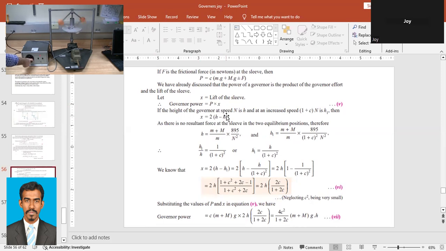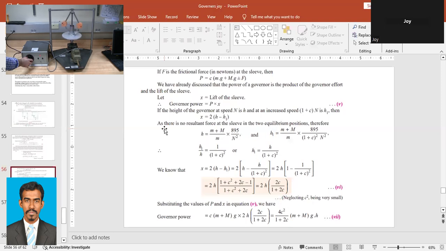If the height of the governor at speed N is H, and at increased speed 1 plus C into N it is H1, so now we are going to see two circumstances. At speed N, the height is H. At 1 plus C into N, the height is H1. So we'll write the equations for these two conditions. Then X is equal to 2 into H minus H1. Why 2 into H minus H1? Because the change in height is H minus H1. We have two sleeves, one upper sleeve and one lower sleeve, so 2 into the change in each of these sleeves, H minus H1.